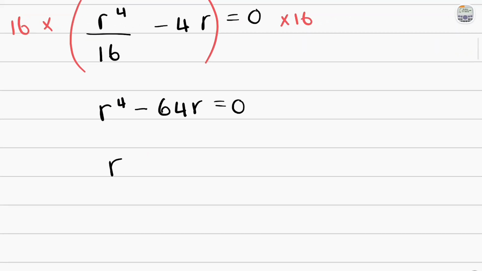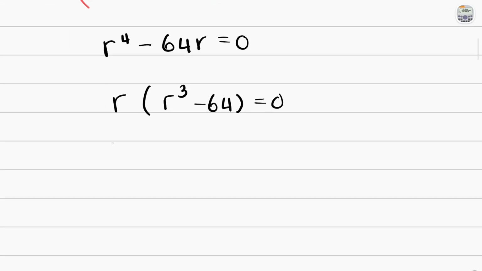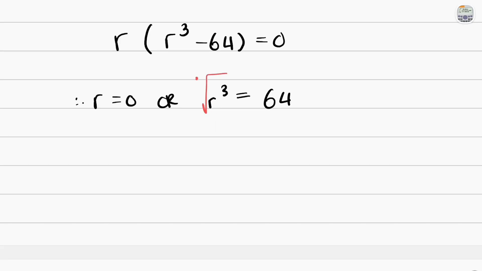And we can take r out as a common factor. R to the power of 3 will be left in the first term. And in the second term, negative 64 is equal to 0. Okay, same idea they're using. Factor times a factor equals 0. Therefore, r is equal to 0, or r cubed is equal to 64 when you transpose, of course. Okay, so here we can just cube root both sides of this equation. Therefore, r is equal to 4.